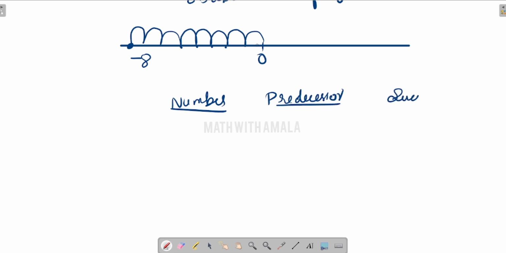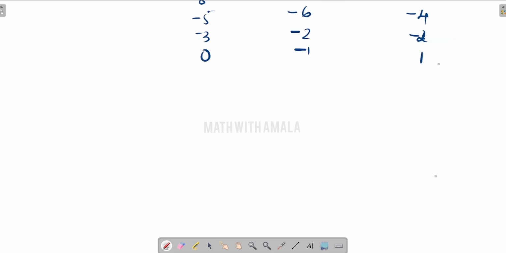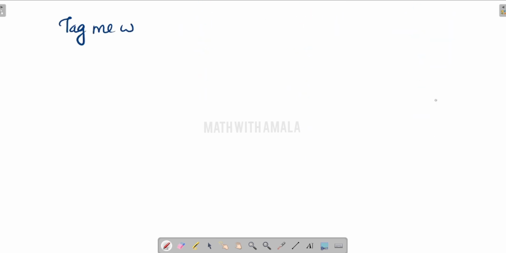Now you can say what the predecessors and successors are, which we have already covered in our previous chapter. 10, 8, minus 5, minus 3 and 0 are given. Predecessor of 10 is 9, successor is 11. Likewise, you can fill this table completely. And you can see that the predecessor of 0 is minus 1 and the successor is plus 1.